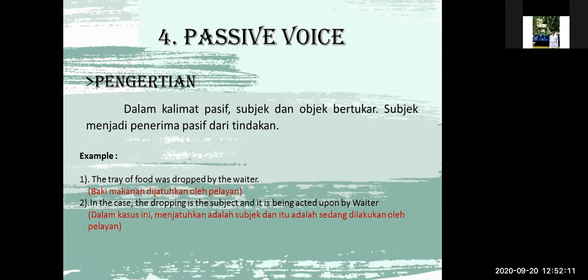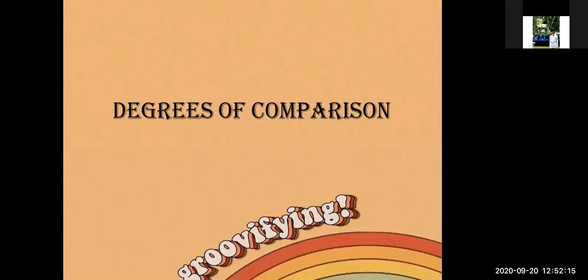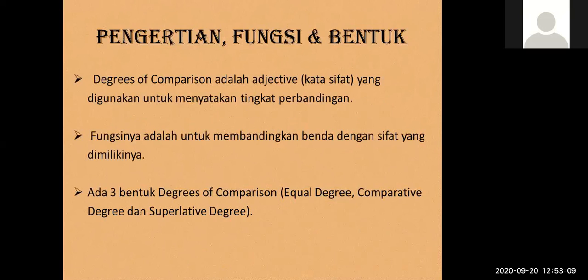Next presentation will be delivered by Safiro Permata Putra. Safiro, time's yours. Here I want to explain about degrees of comparison. Degree of comparison is an adjective used to declare the level of comparison. The function is to compare things by their character. There are three kinds of degrees of comparison: equal degree, comparative degree, and superlative degree.